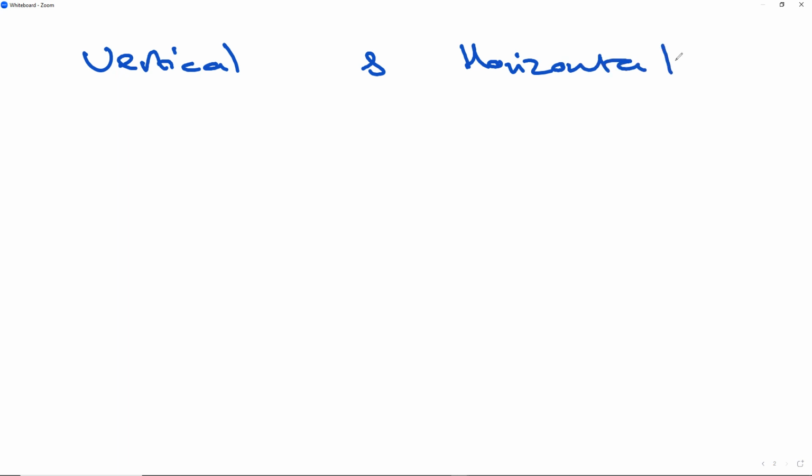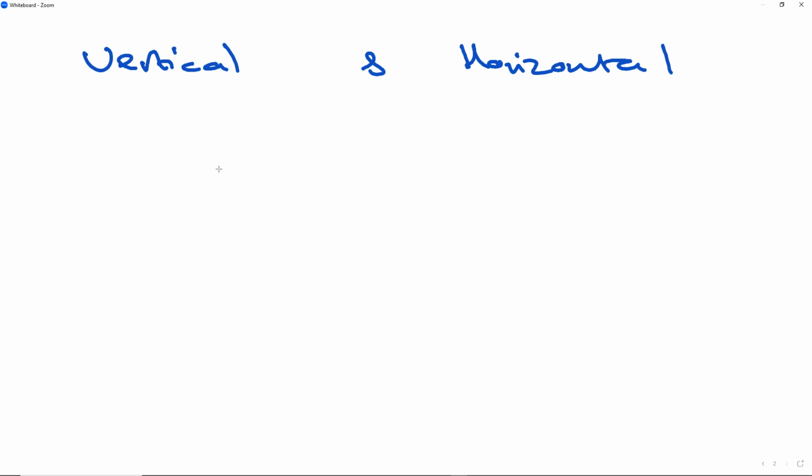Let's look at the next part now. The next part is vertical and horizontal lines and how to notice which one is which. All right, so we've got vertical lines and horizontal lines, and how do these equations play out, or what are they?